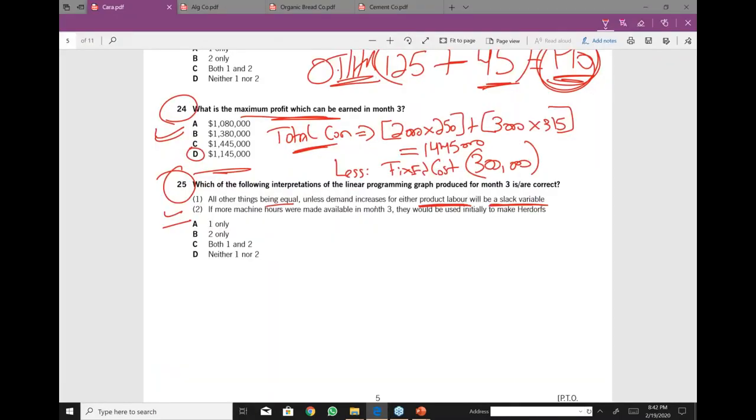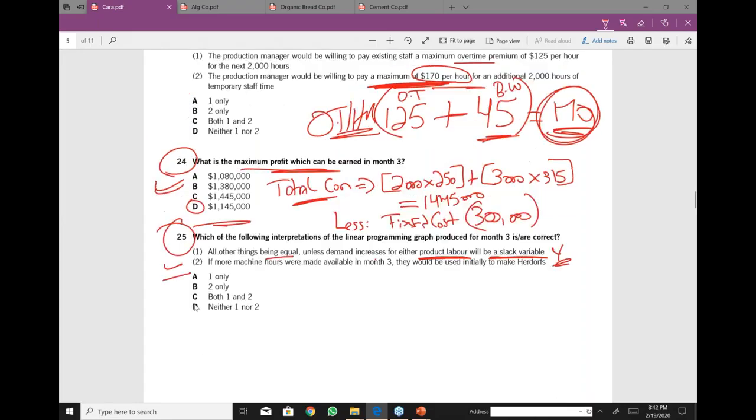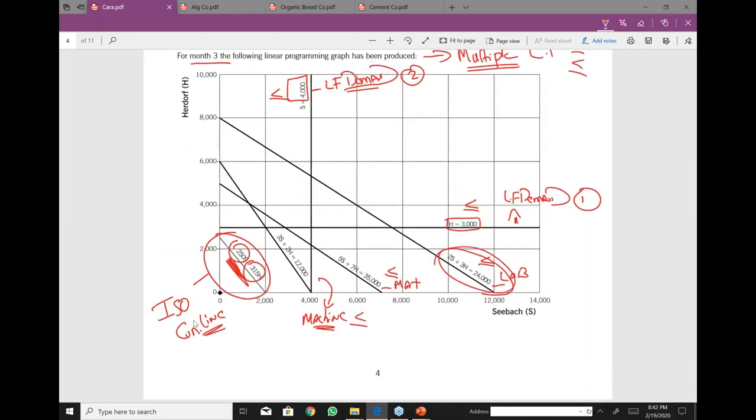All else being equal, unless demand increases for either product, labor will be slack. Yes, this is true. As we just saw in the graph, the labor line is slack. So yes, this is true.